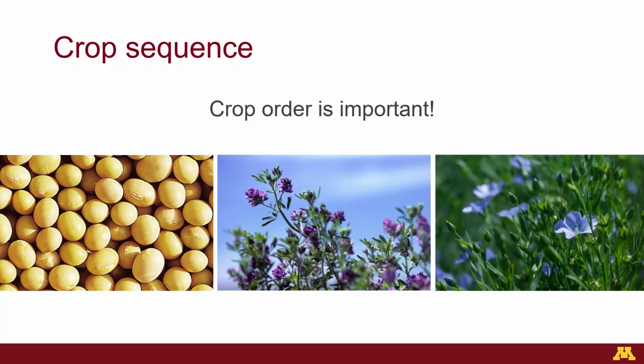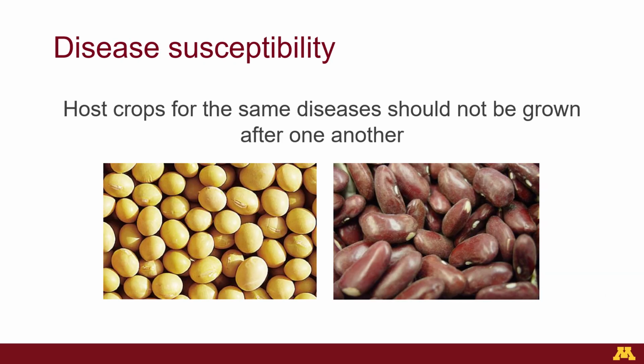The order of crops in your rotation is important, and some crop sequences are more optimal than others. Here are some general rules when planning your crop rotation. Crops that are susceptible to the same diseases should not be grown after each other. For example, soybean should not be followed with field beans, or barley would not be followed by wheat because they are susceptible to the same diseases. For more information on specific diseases and their hosts, please visit your local Extension Service website.